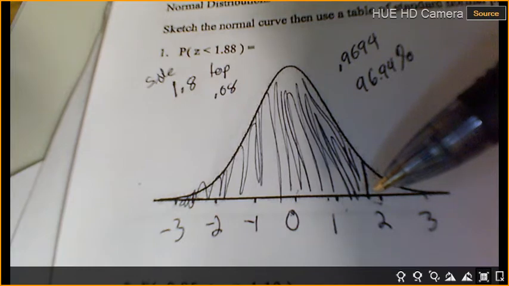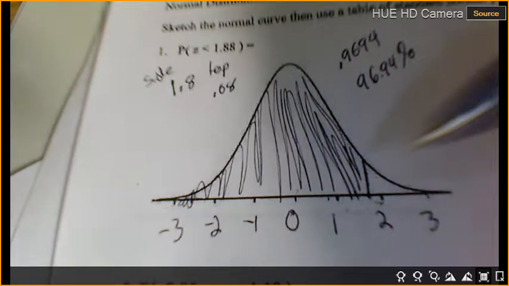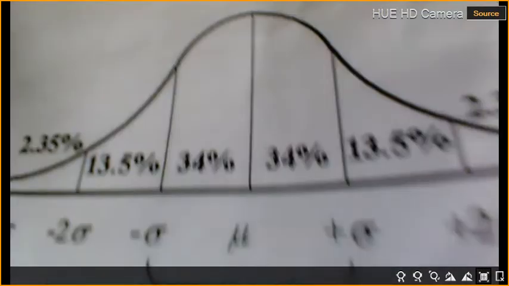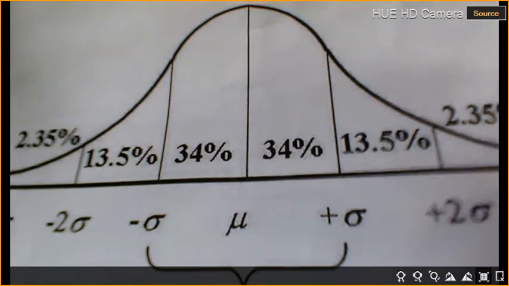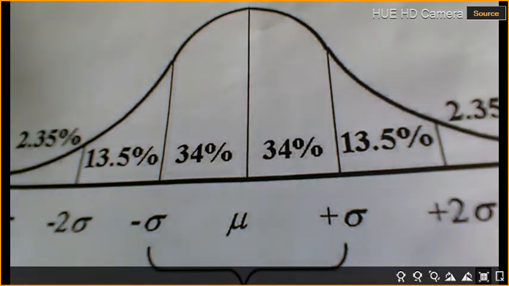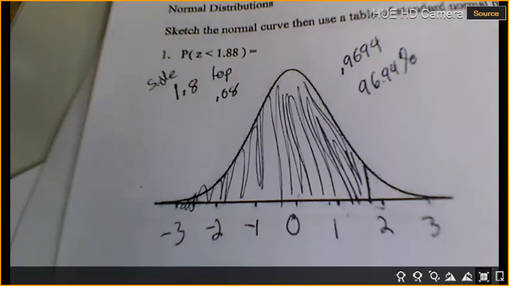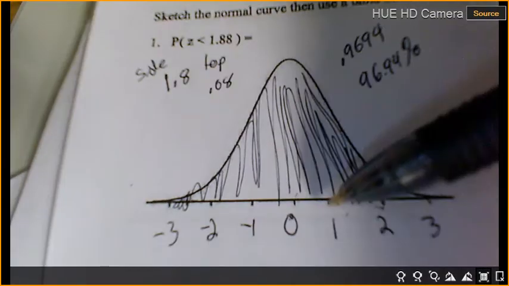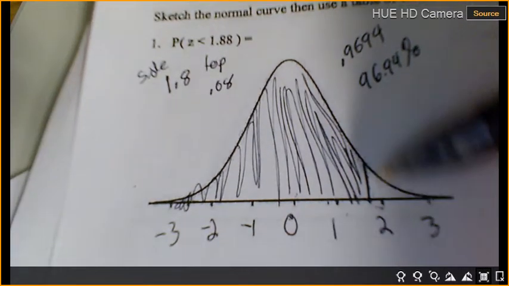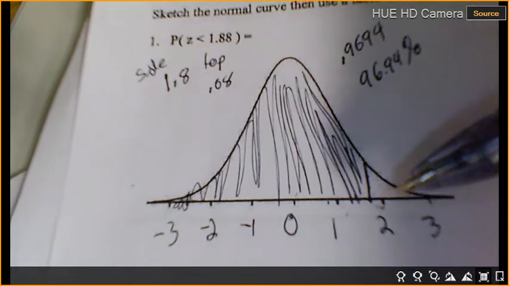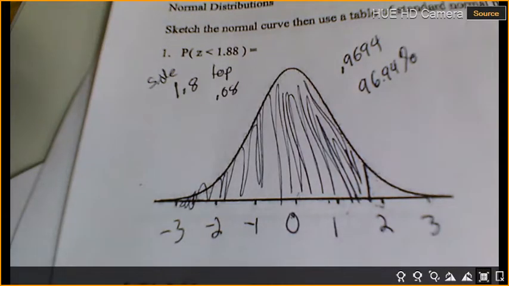Does that make sense? Do you guys get that the standard deviations have to be 1, 2, or 3, or -1, -2, -3? This is positive 1.88. So that's neither a 1 nor a 2, right? It's in between there. I'll show you in just a second. It's on the back. Okay.